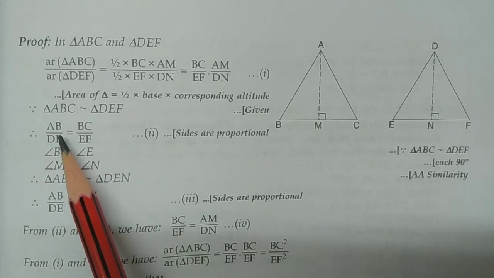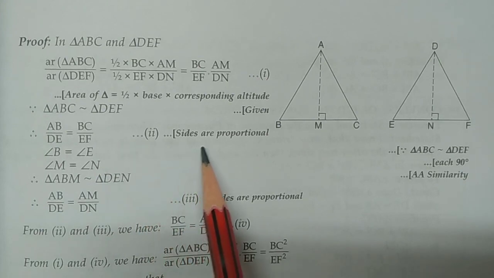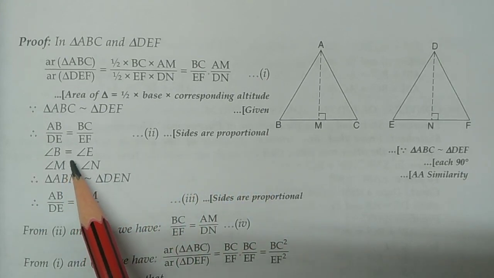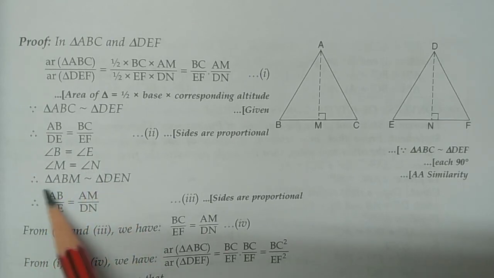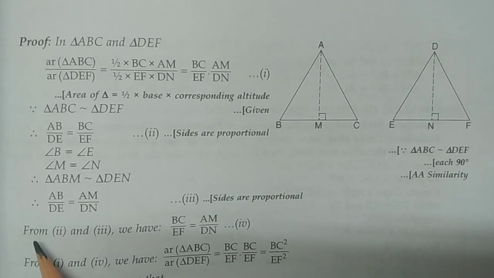In triangle ABC and triangle DEF, it's given that AB by DE equals BC by EF. This is the second point: the sides are proportional. Now angle B equals angle E, and angle M equals angle N. So triangle ABM is similar to triangle DEN, so AB by DE equals AM by DN. It's the third point: sides are proportional. So now from 2 and 3 we have BC by EF equals AM by DN. It's the fourth point.